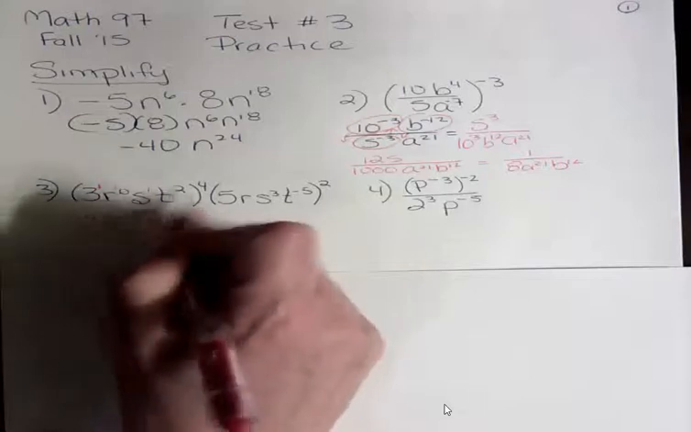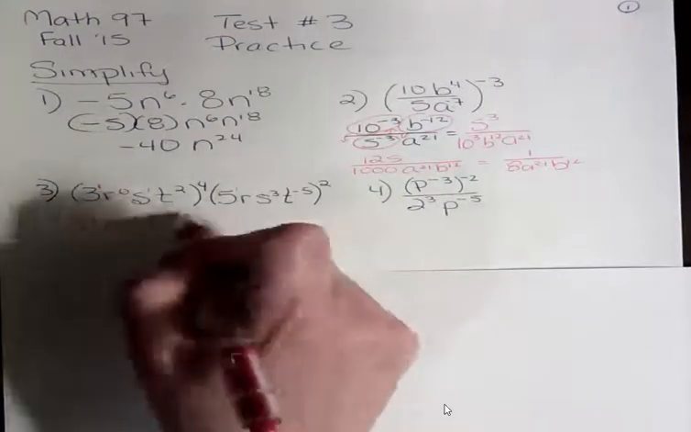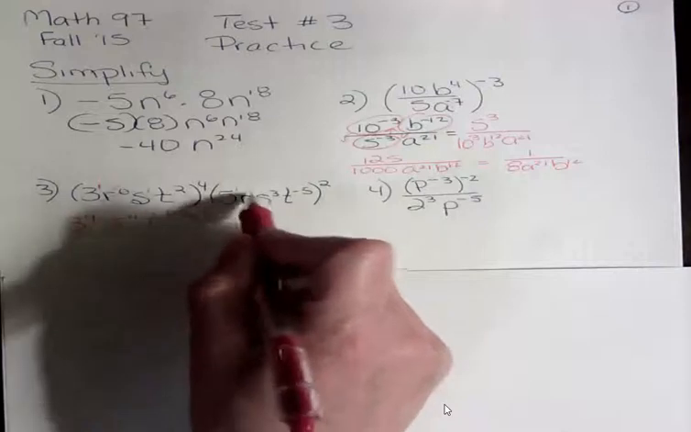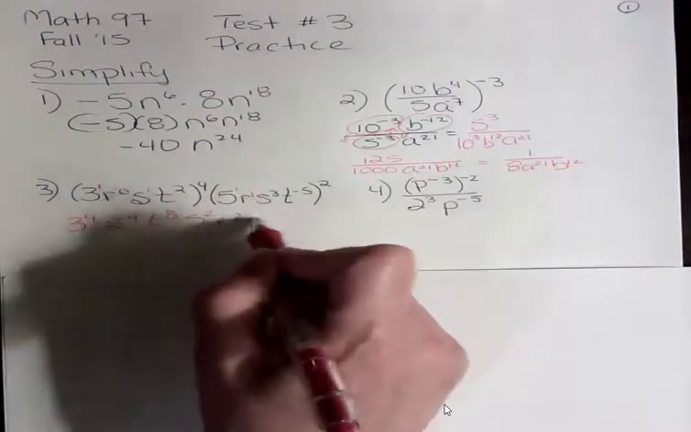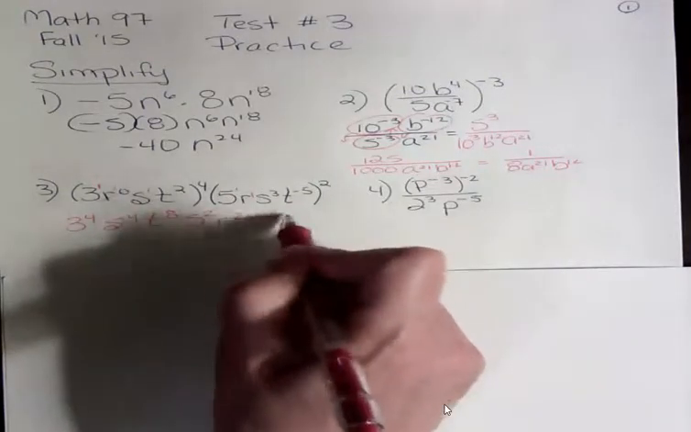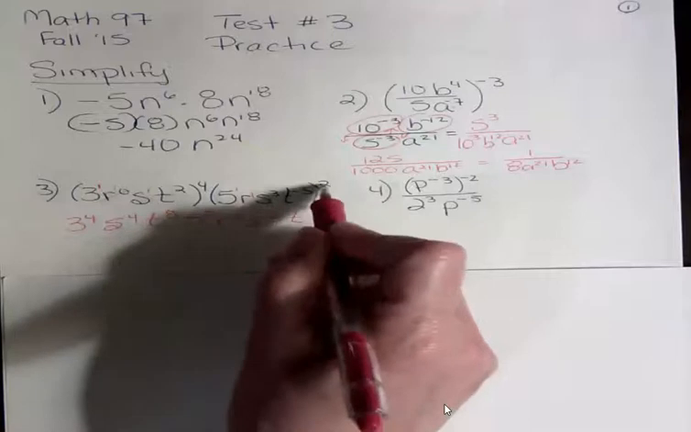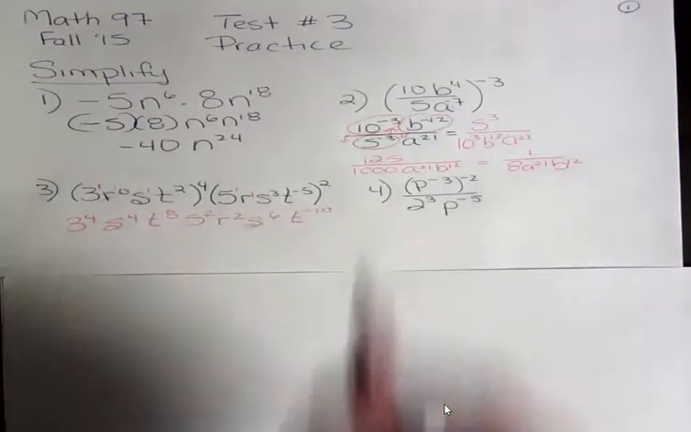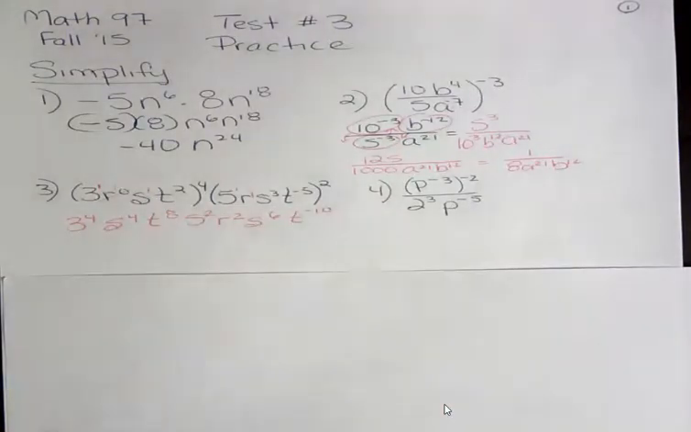s to the 1 times 4. t to the 2 times 4. 5 to the 1 times 2. r to the 1 times 2. s to the 3 times 2. And t to the negative 5 times 2, negative 10. Now I'm going to combine up all my bases that I can.